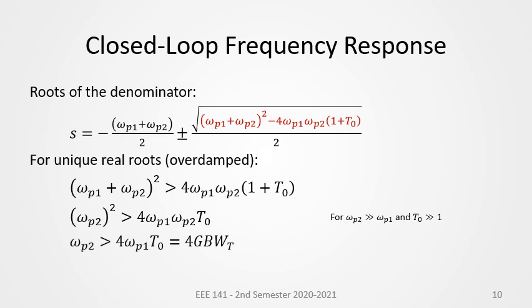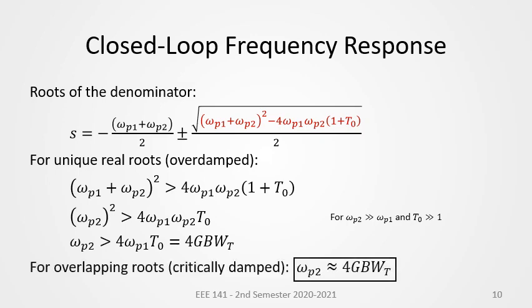Cancelling omega p2 on both sides, we get that omega p2 must be greater than 4 times omega p1 times t naught, or 4 times the gain bandwidth of the loop gain. For overlapping roots or a critically damped system, we just replace the inequality with an equal sign, but since we made some assumptions and approximations along the way, then omega p2 is approximately equal to 4 times the gain bandwidth product of the loop gain.